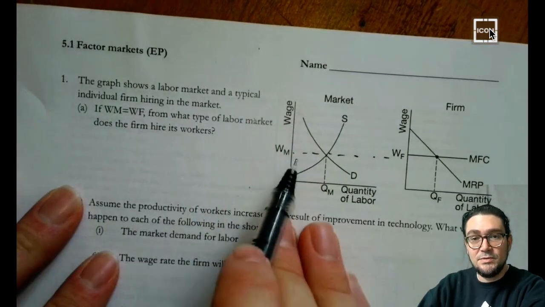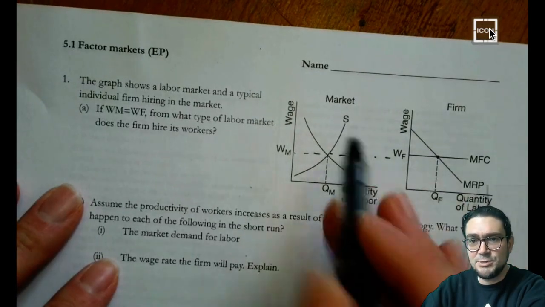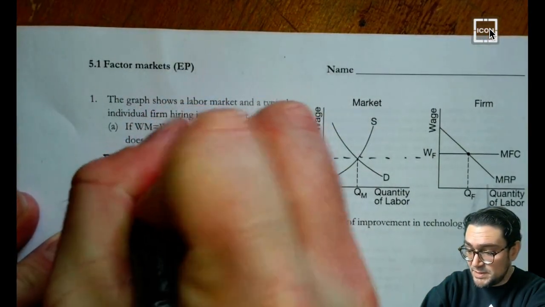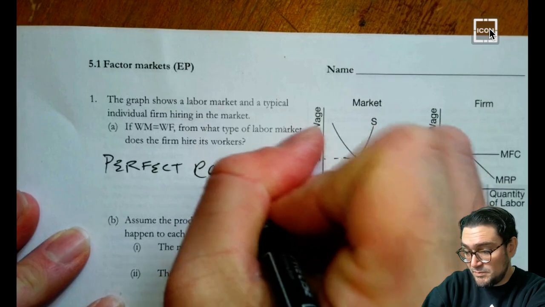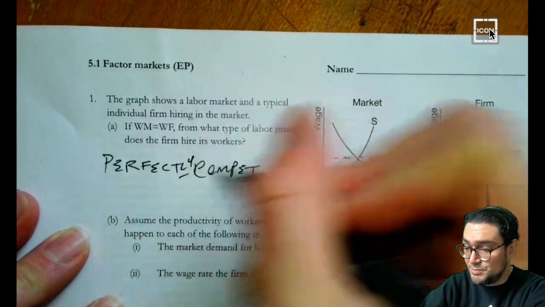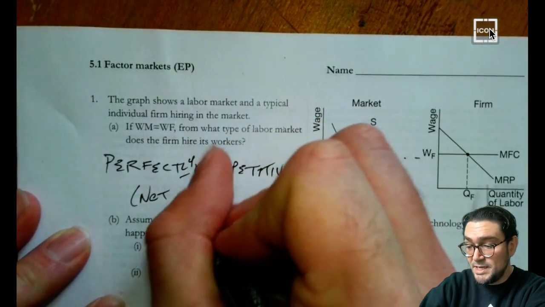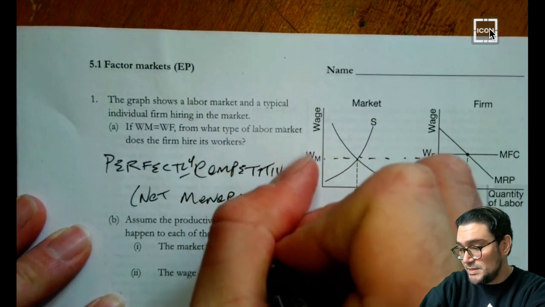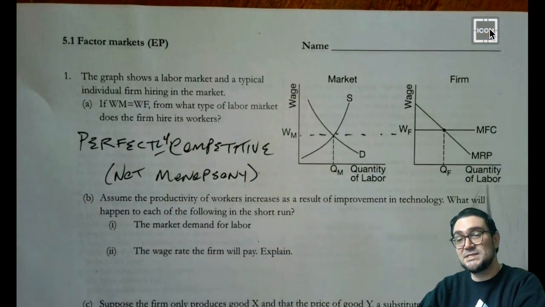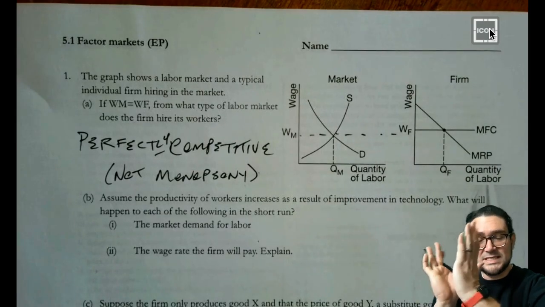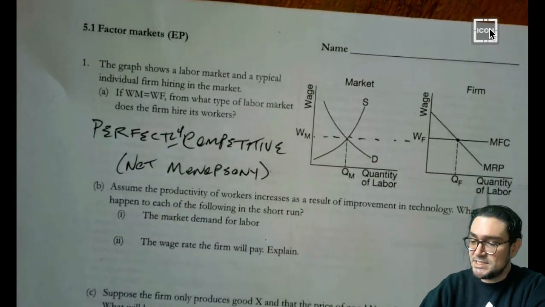If WM, the wage in the market, equals WF, from what type of labor market does the firm have to be hiring? Well, it's a perfectly competitive one, not a monopsony. And that's kind of the easy way to tell, right? If you have two, then you know you're in a perfectly competitive market. If there's only one and you have that separated supply MFC curve coming up off of it, you know you're in a monopsonistic market.